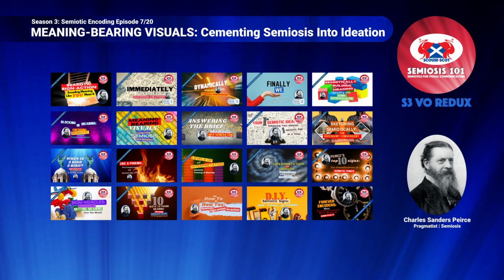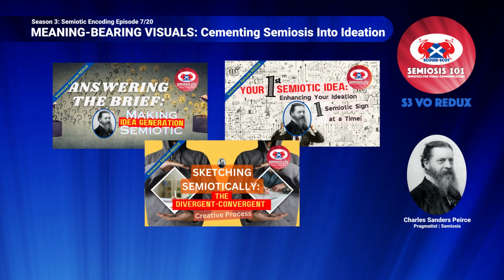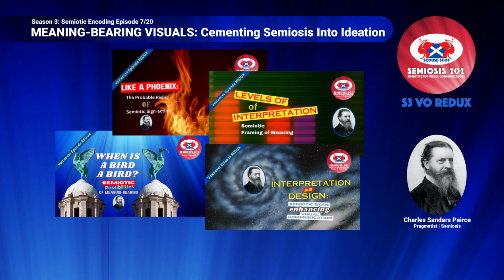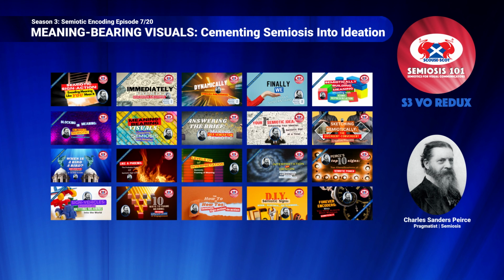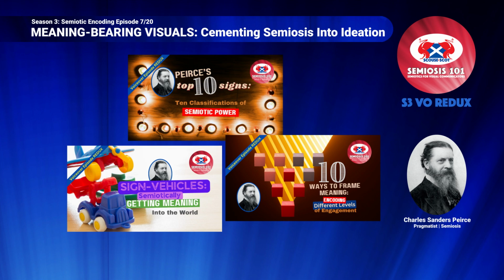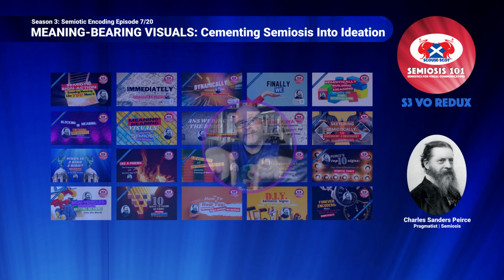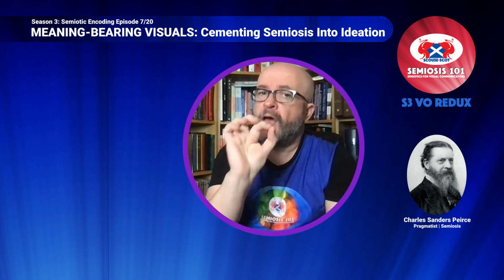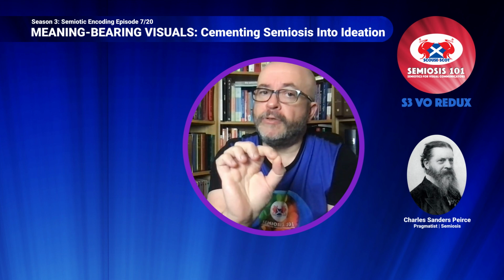In the next few episodes, we will flip the conversation to ideation and how semiosis is applied. Then we will dig deeper into meaning bearing. After that, we will look at Peirce's 10 sign classifications in more depth. So this episode has prepared the ground for you by focusing on the micro semiotic building blocks of visual communication.